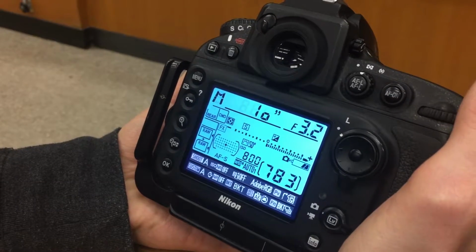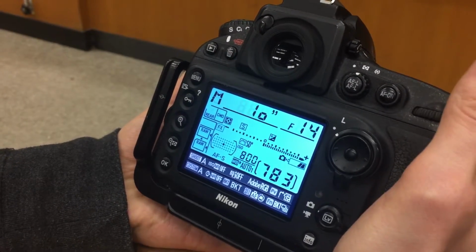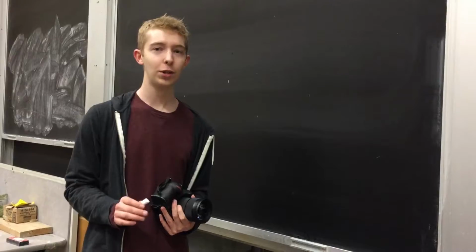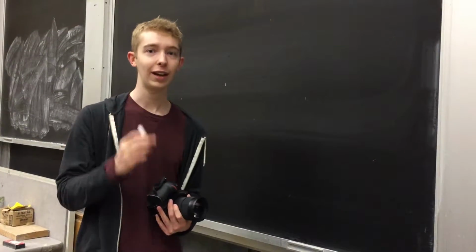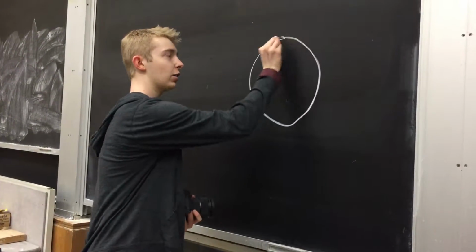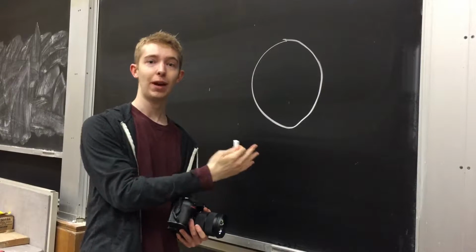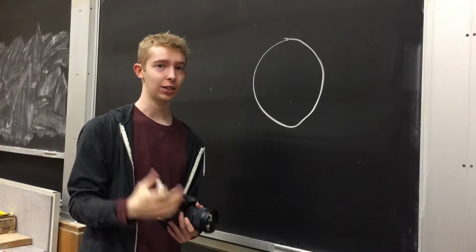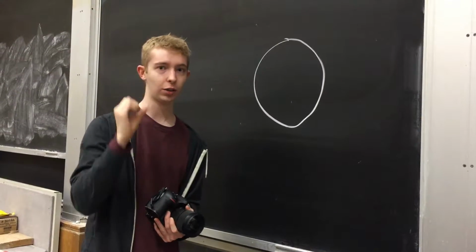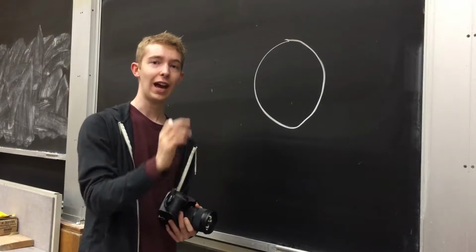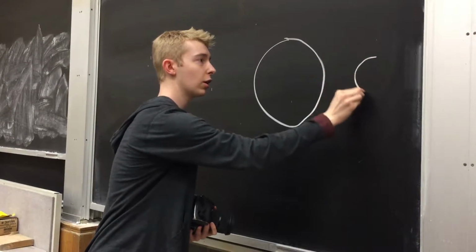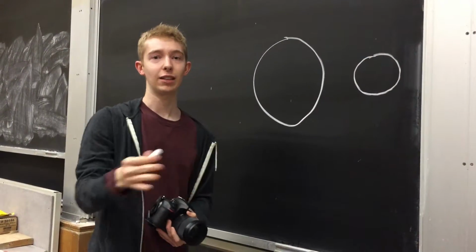The next setting up is aperture, and this one's a little bit more complicated, but it still makes a lot of sense. So aperture is a lot like the pupil in your eye. It's just a hole in your camera lens that lets light pass through it. And essentially, just like our eyes constrict when we're in very bright light, the aperture will get smaller and smaller and let in less and less light.